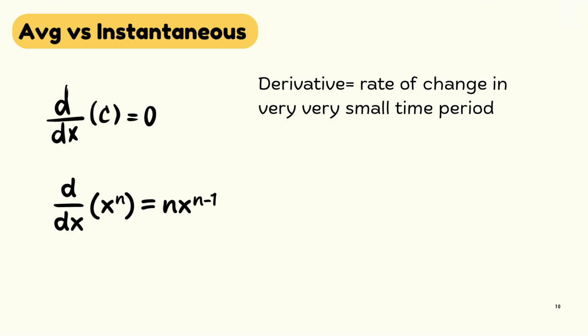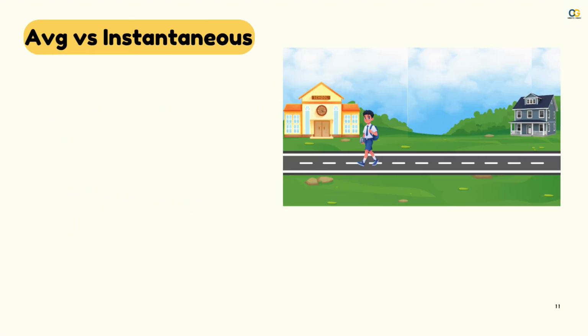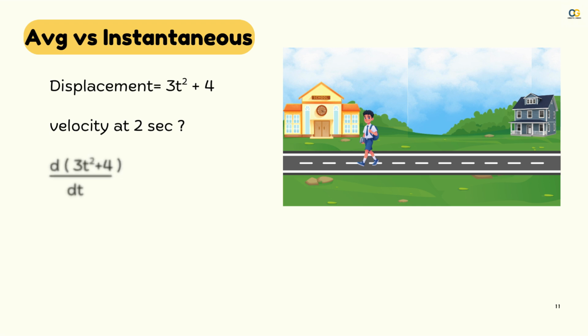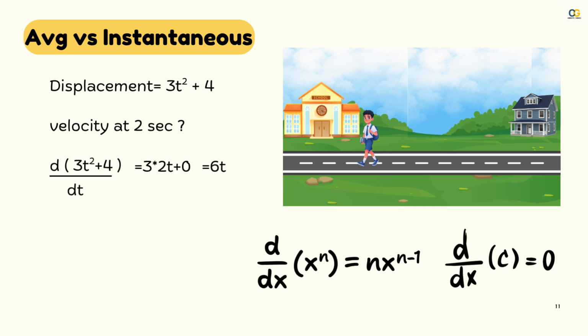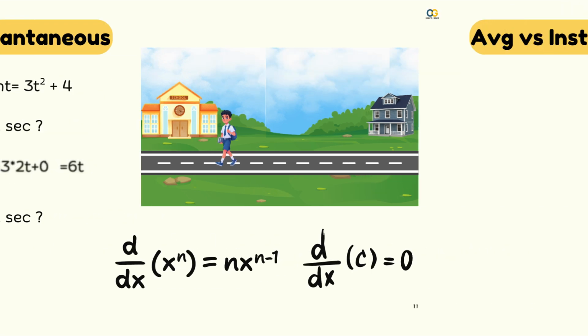So solving this, if the displacement of Arav is given by the equation 3 into t to the power of 2 plus 4, the velocity at 2 seconds would be differentiation of this displacement with respect to time, which would be equal to 6t based on the formulas that we saw. And the velocity at 2 seconds would be 6 into 2, 12 meters per second.